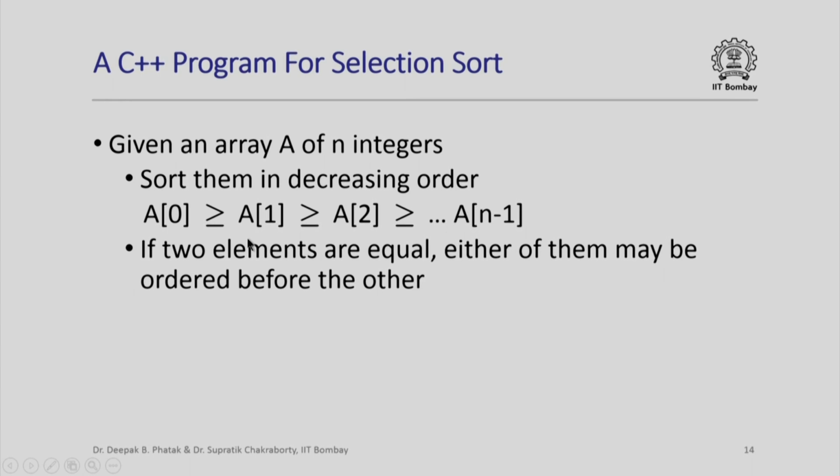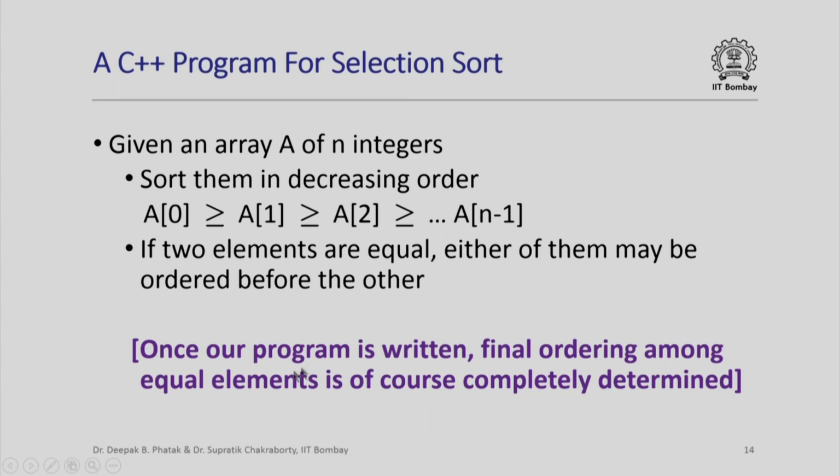And of course, our simplifying assumption earlier was if two elements are equal, either of them may be ordered before the other. However, note that once our program is written, it is basically a fixed set of instructions for the computer to execute. So once the program is written, and if you give an array A of n integers, it will finally sort it and it will determine what the ordering between equal elements is going to be.